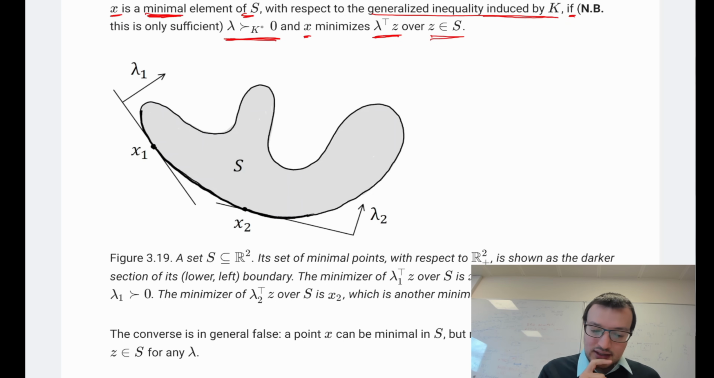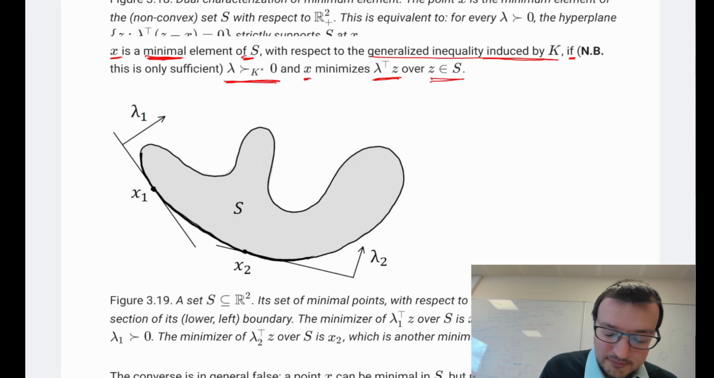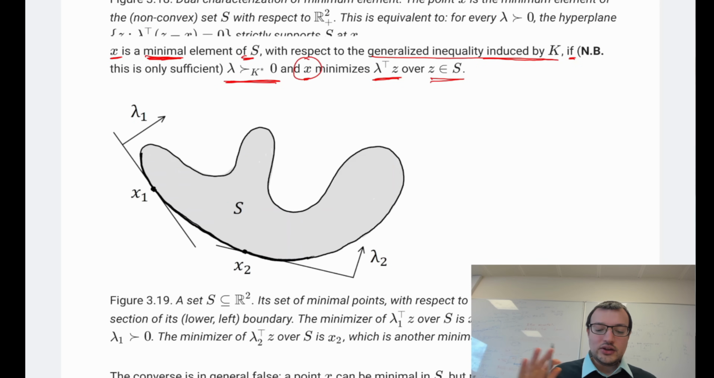Now, what is the difference with respect to before? The difference is that we're not requiring that X is the unique minimizer of this expression. It just has to be a minimizer with respect to one lambda, essentially. If we take a different lambda and we find a different minimizer, that's going to be a different minimal point. That's the key.